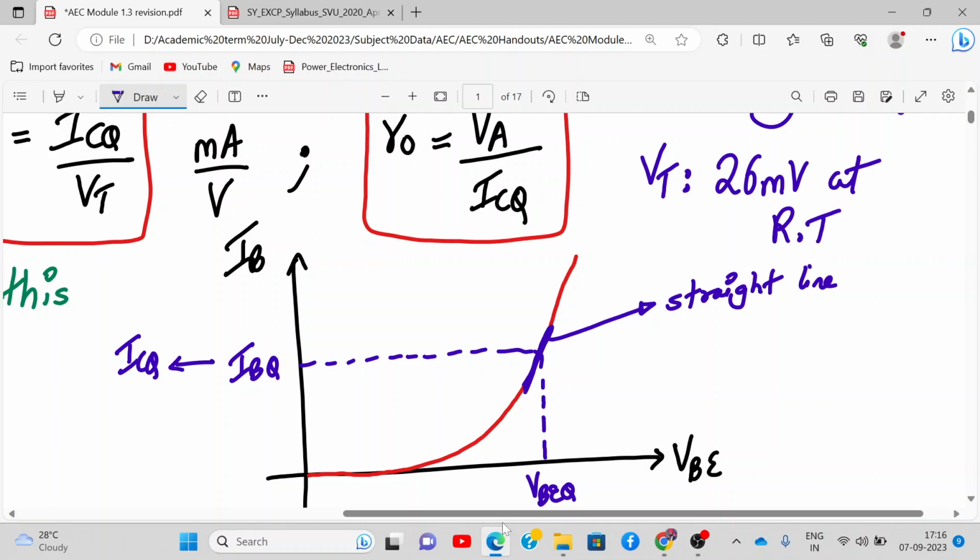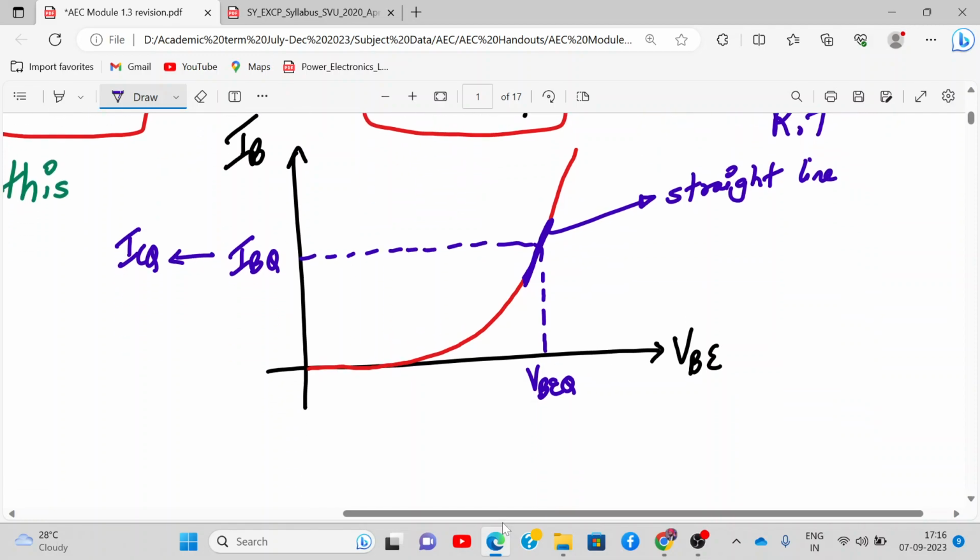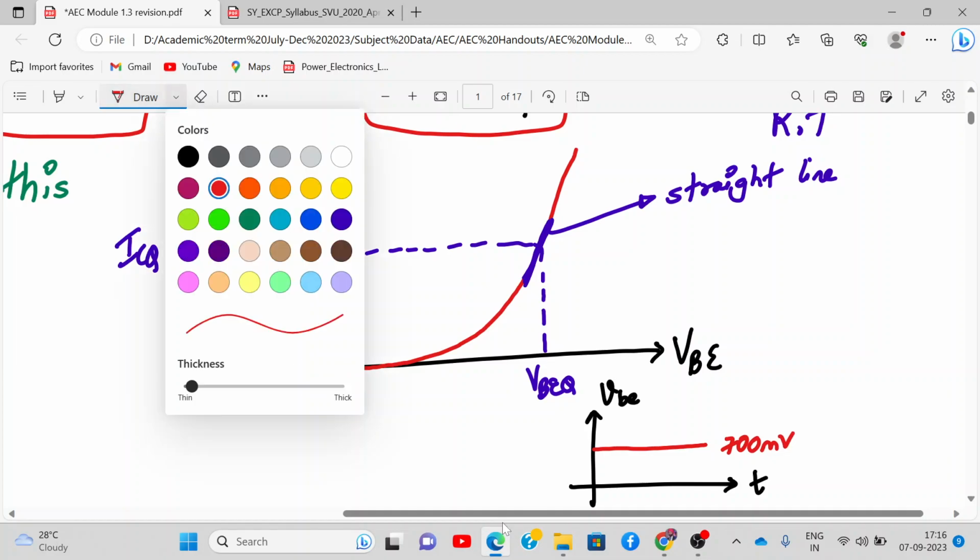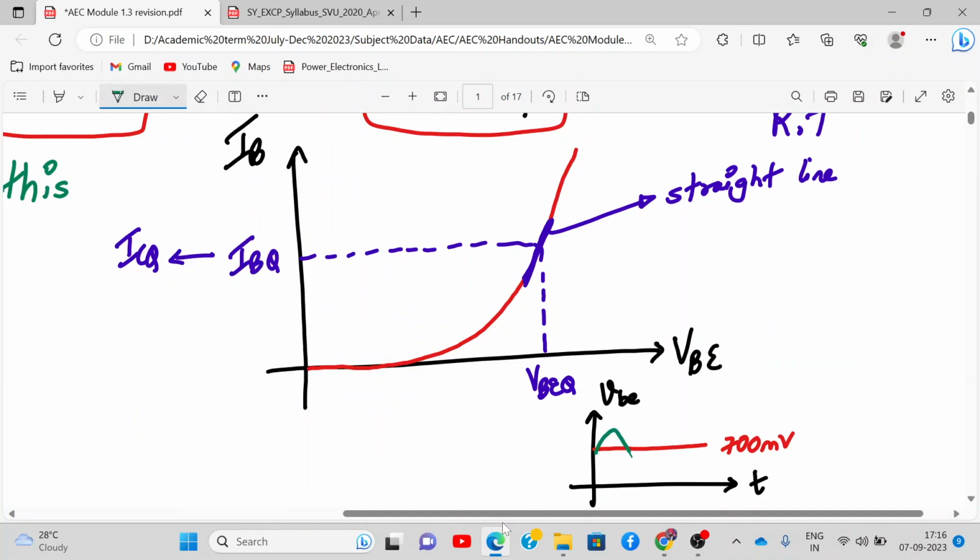Okay, so within this small segment will vary our AC signal. Let's say my VBQ signal looks like this versus time. This will be the DC value of it, let's say 700 millivolt. So the small AC signal will look like this. This is my AC and this is DC. And this AC signal has to be very small, just a few millivolts.